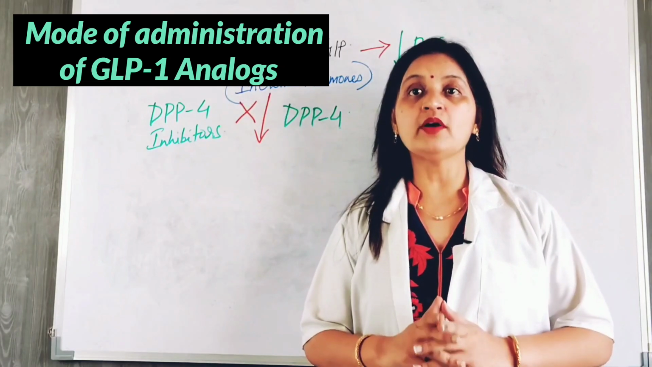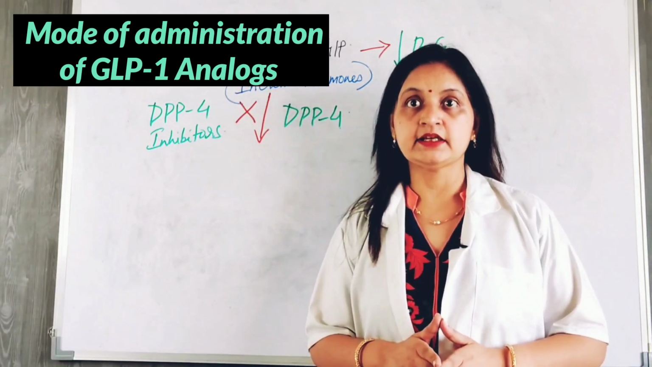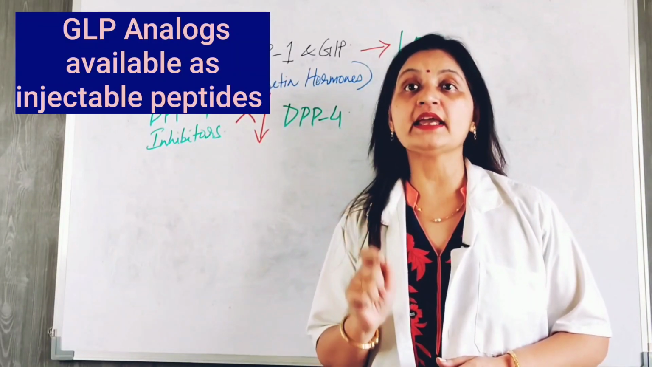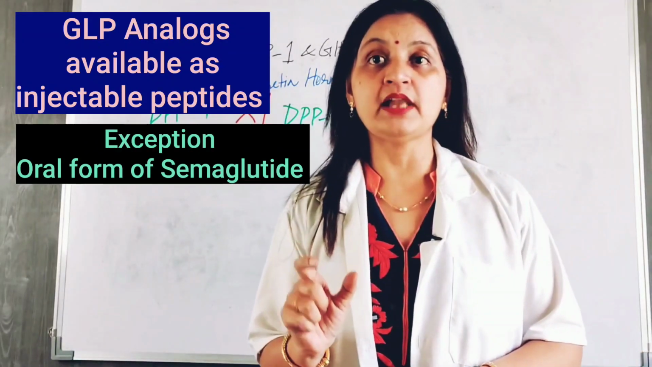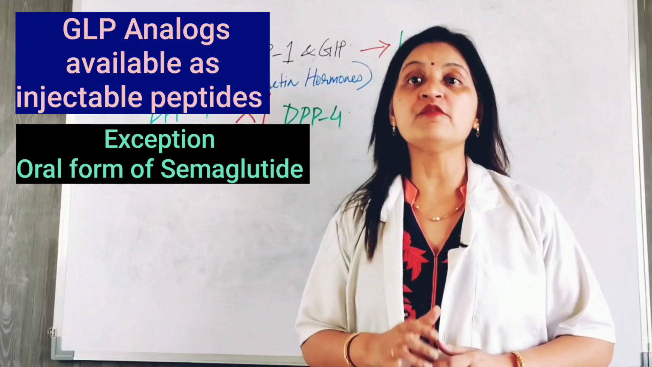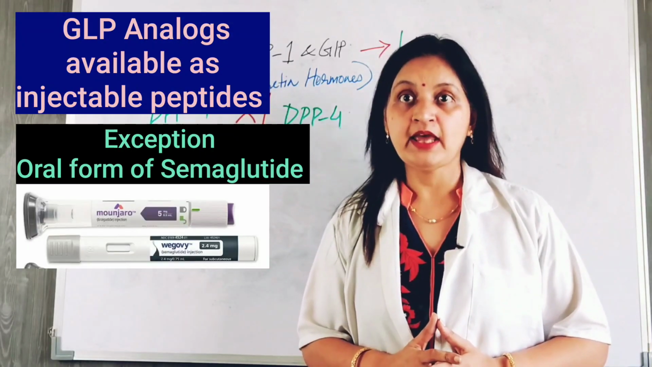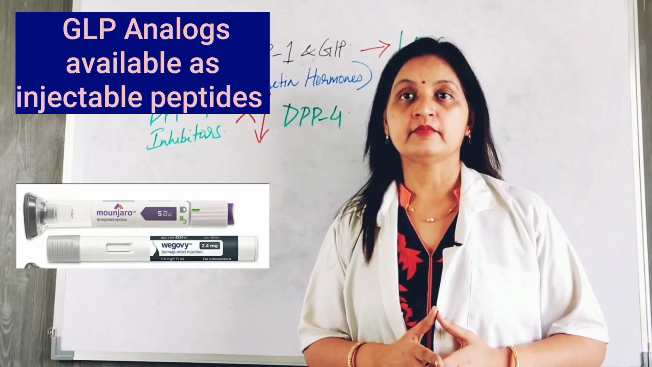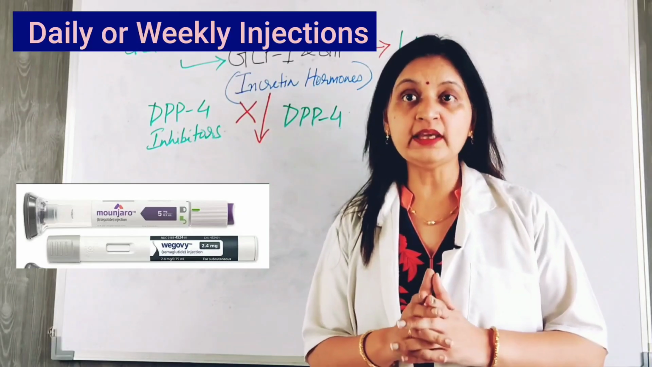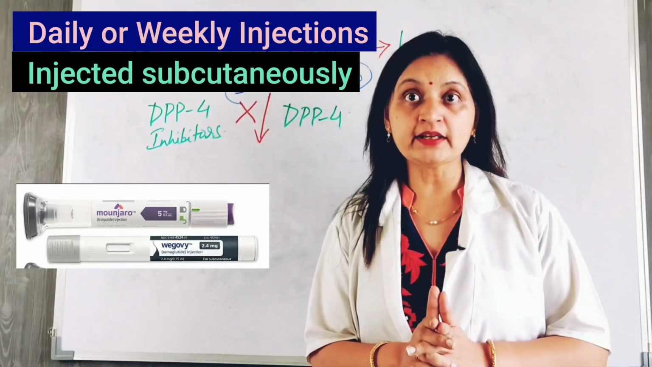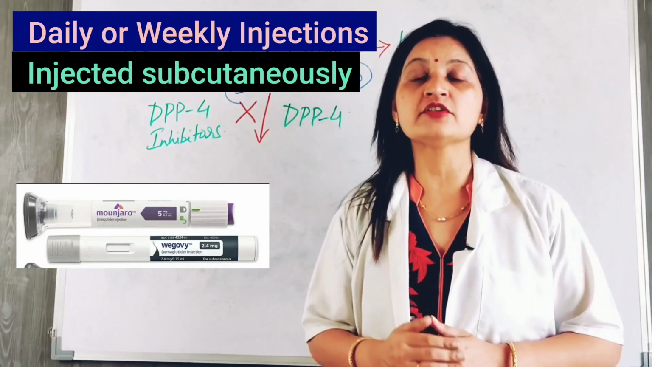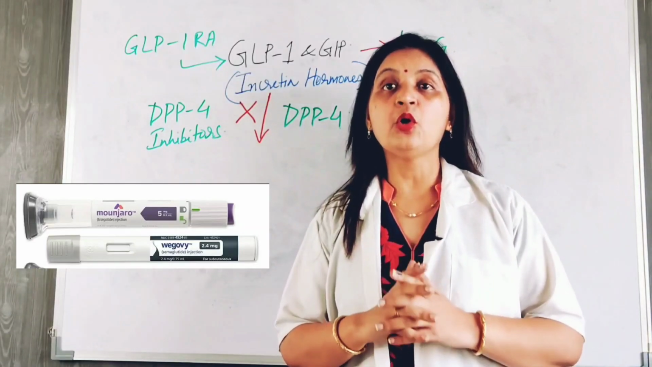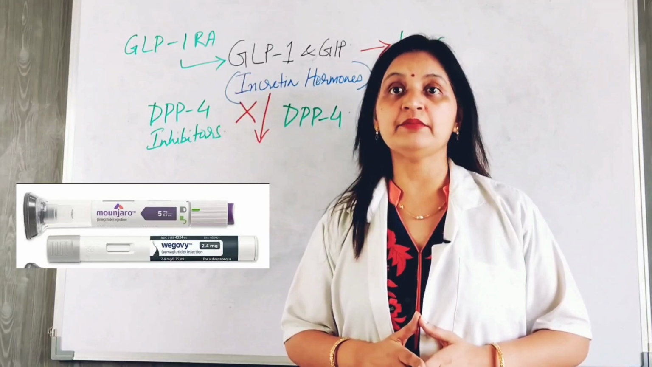So the next question is, how are these GLP-1 analogs administered? Most GLP-1 analogs are available as injectable peptides, with the exception of semaglutide, which is available in an oral form. A novel oral formulation of semaglutide has been developed, tailored for gastrointestinal absorption and oral bioavailability. Most of these drugs are available as daily or weekly injections. When administered subcutaneously, they are rapidly absorbed, achieve peak concentration within hours, and are highly effective in lowering the blood glucose level and the glycosylated hemoglobin in type 2 diabetes mellitus.